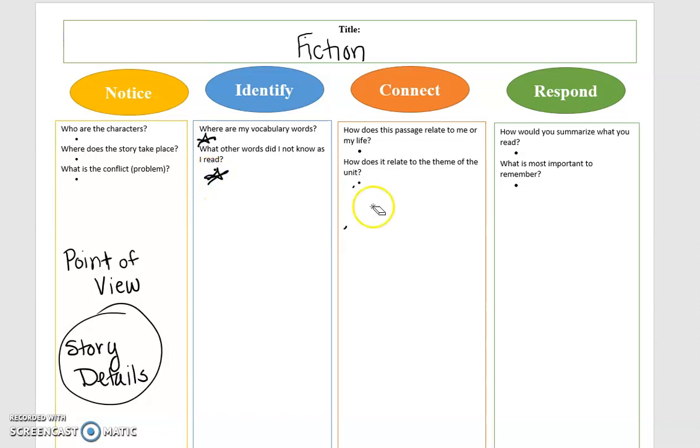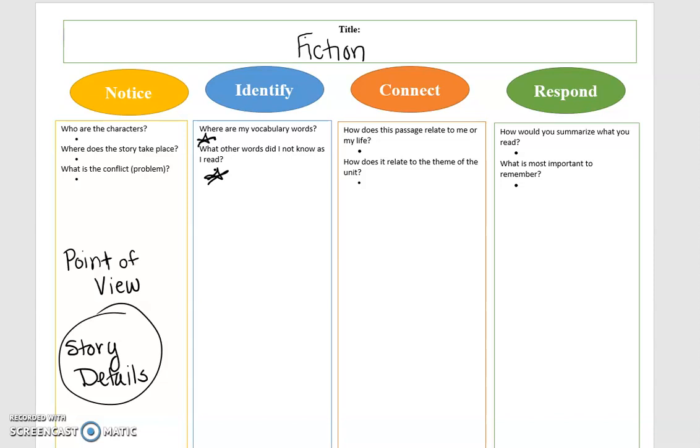That'll really help to improve your fluency with your reading as you go through and your understanding of what the text is. Guys, it's very important for us to not only look at the vocabulary words that our teachers are giving us, but to also expand our vocabulary by identifying words that are new to us.